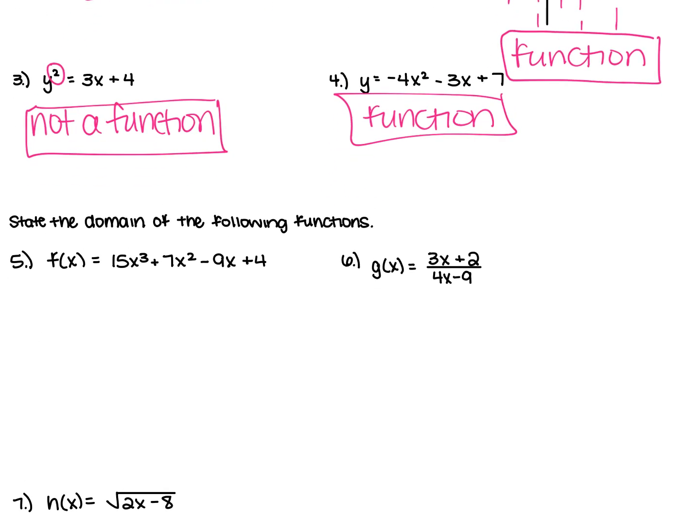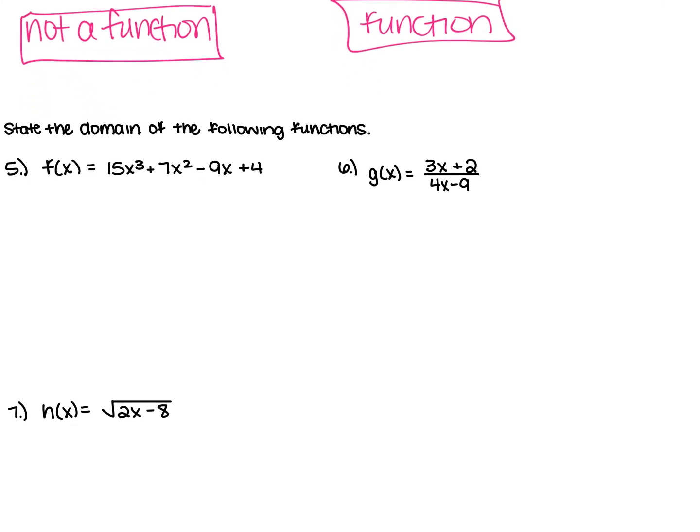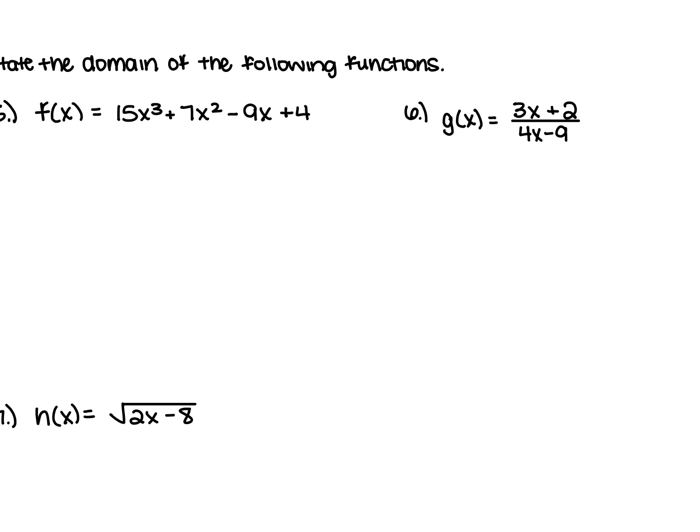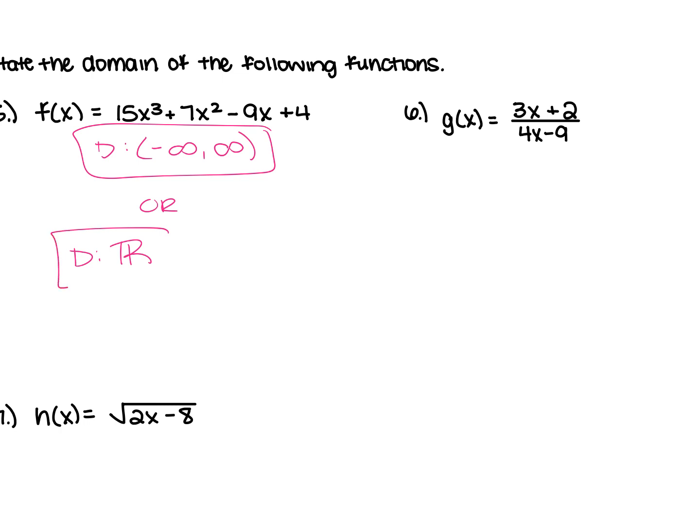So the next part of your review, you're going to state the domain of the functions. So with number 5, you're given f of x is equal to 15x cubed plus 7x squared minus 9x plus 4. Do we have x in the denominator of the fraction? No. Do we have x inside a radical or inside a square root? No. So automatically, your domain for this one is all real numbers. So if you want, you can give it to me as -infinity to +infinity, or you can just write all real numbers. So the symbol for all real numbers is that double-backed R. I'll take either one of them.